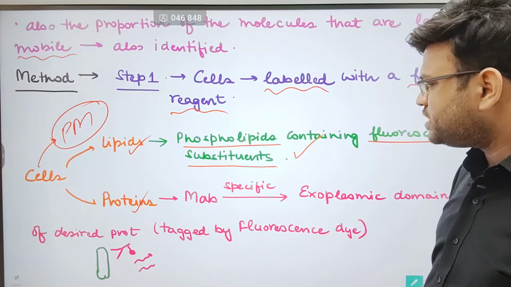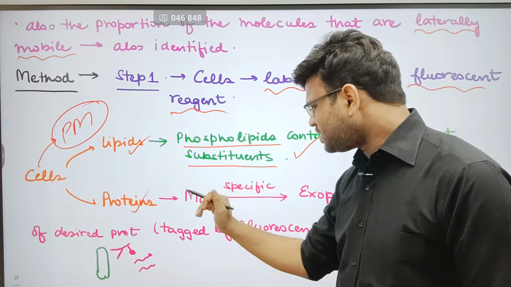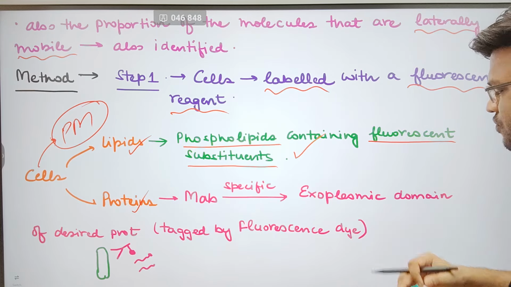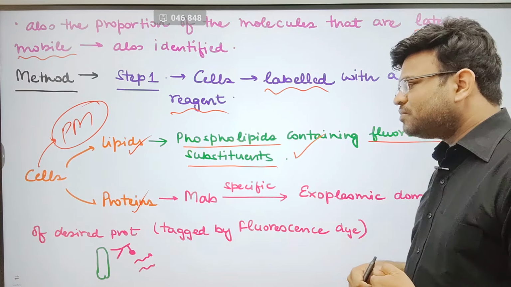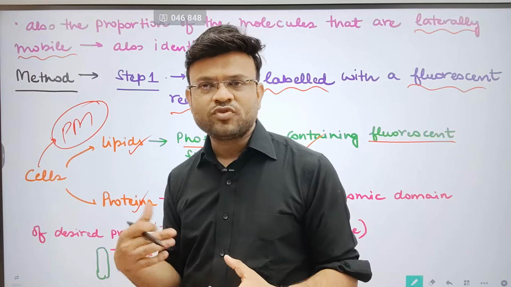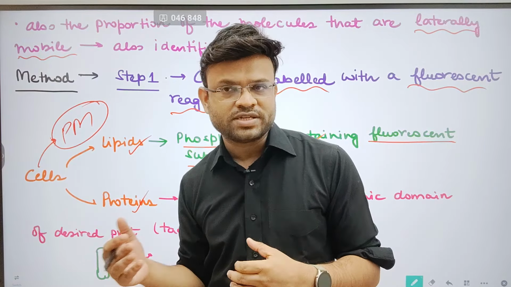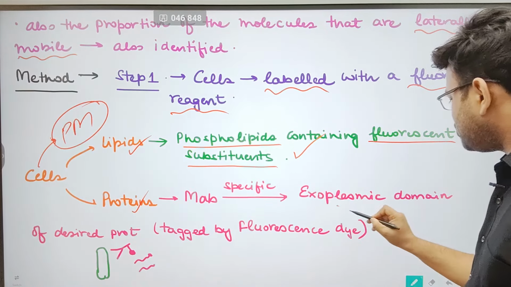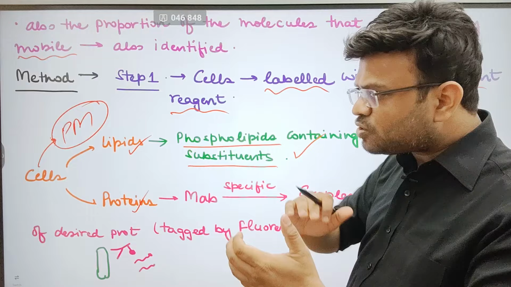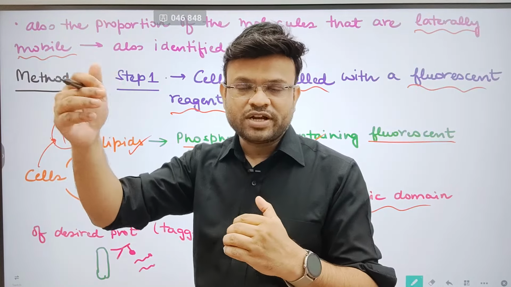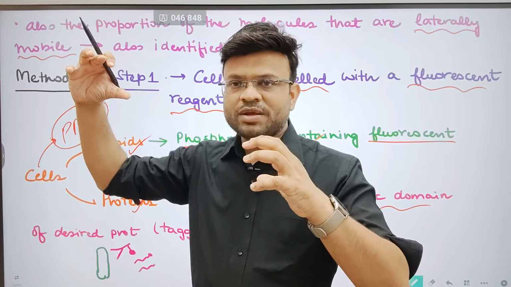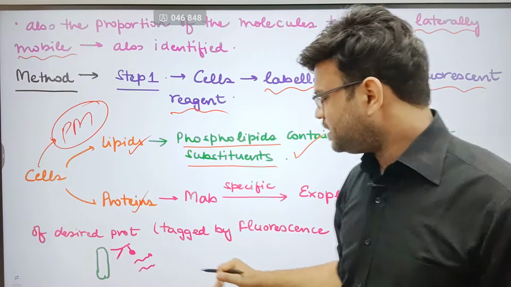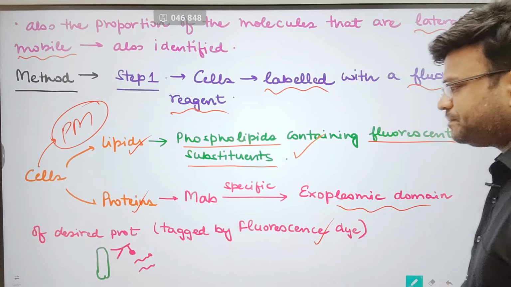If I am talking about proteins, in case of proteins, map specific exoplasmic domains of the desired protein tagged by a fluorescent dye. Simply you can understand that monoclonal antibodies are used. If you want to label a protein, monoclonal antibodies are used, and these should be specific for the exoplasmic domain. Exoplasmic means non-cytosolic domain. These antibodies should bind to the non-cytosolic domain, and should be tagged with a fluorescent dye.